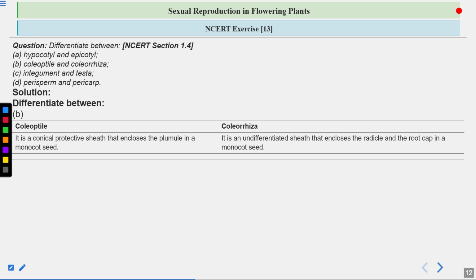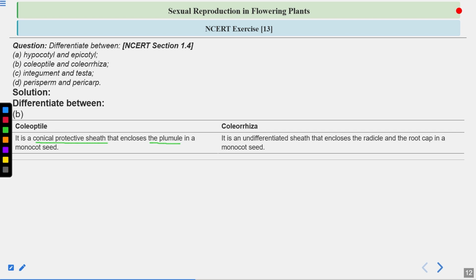Differentiate between the coleoptile and coleorhiza. The coleoptile is a conical protective sheath-like covering. You will see the diagram in the NCERT. The shape of this coleoptile is cone-like, and that is why it is called a conical protective sheath-like covering that encloses the plumule. It provides the covering to the plumule part.